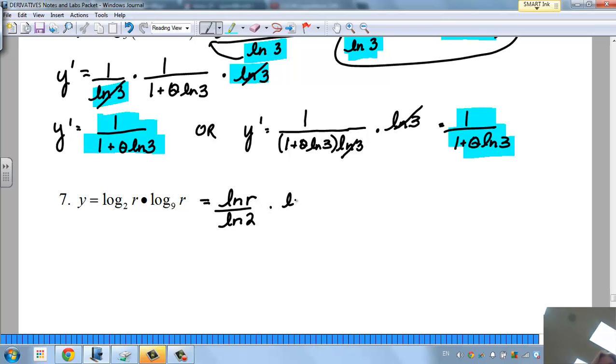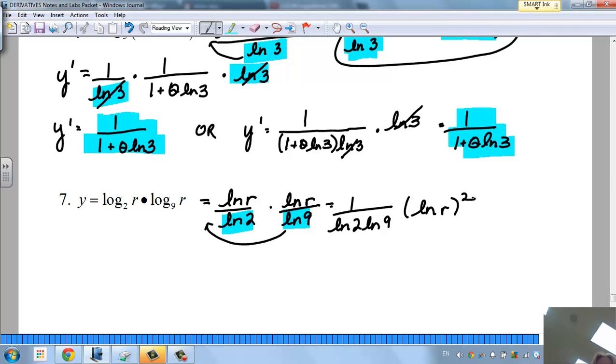Times, this would be ln r over ln 9. Again, I look at these as a number. I'm going to bring them kind of around front here. And so I have 1 over the natural log of 2, the natural log of 9, times, and this is natural log of r times natural log of r, which is the natural log of r squared. Okay, so I haven't done any derivative. I just changed the base and rewrote it a little bit.